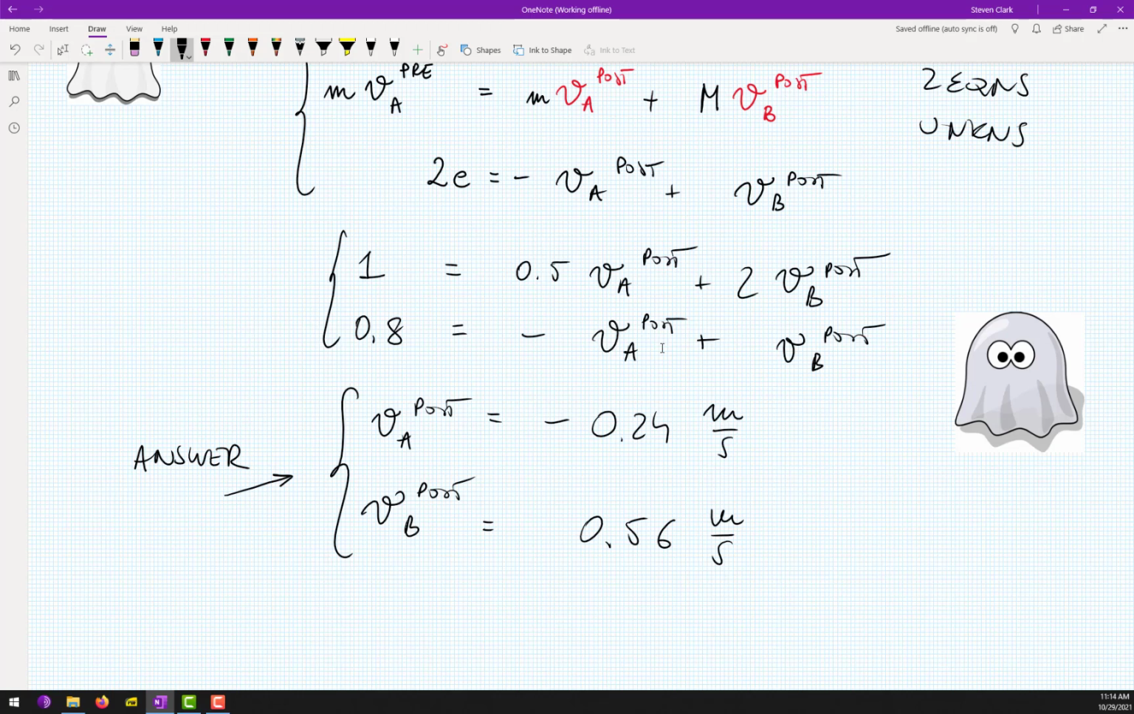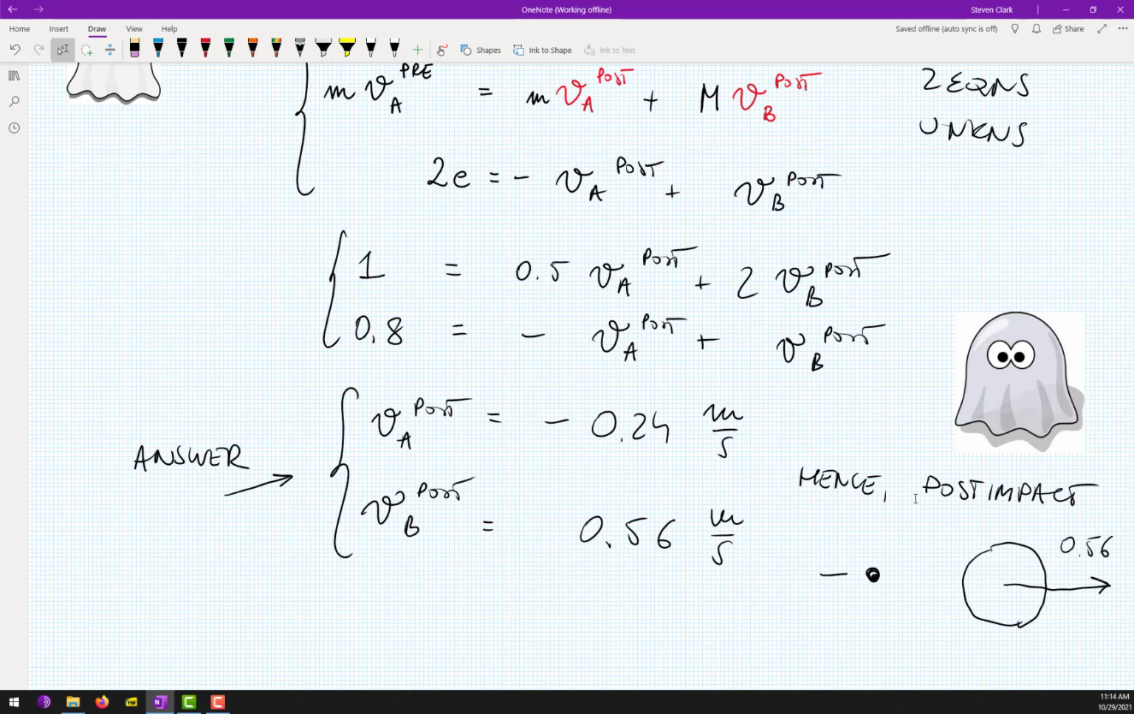And by the way, one of them is negative. So that means that my assumption was incorrect, yes? So that means that post-impact we'll have such situation. We have little guy here, big guy here. This guy has 0.56, and this guy will have 0.24, but this direction.